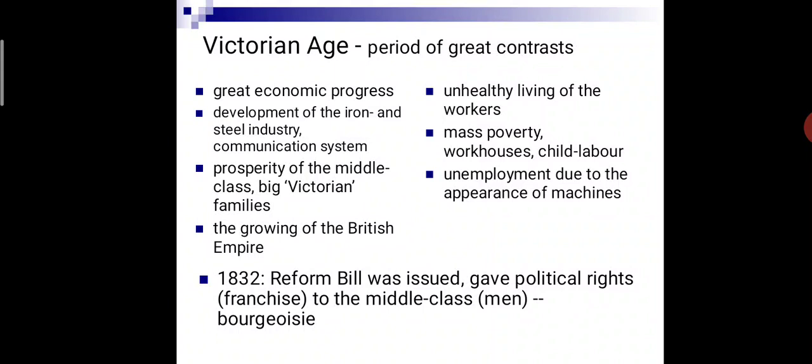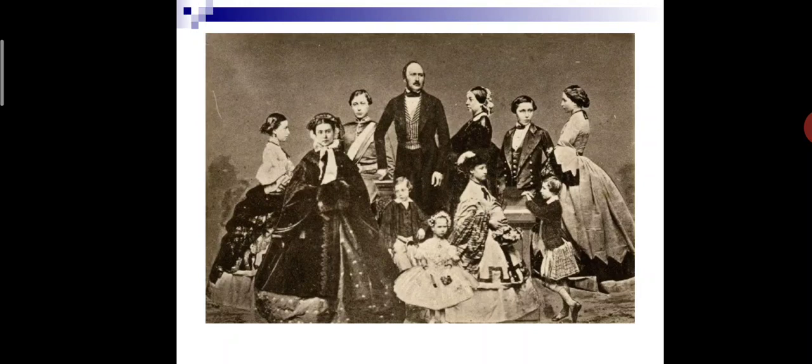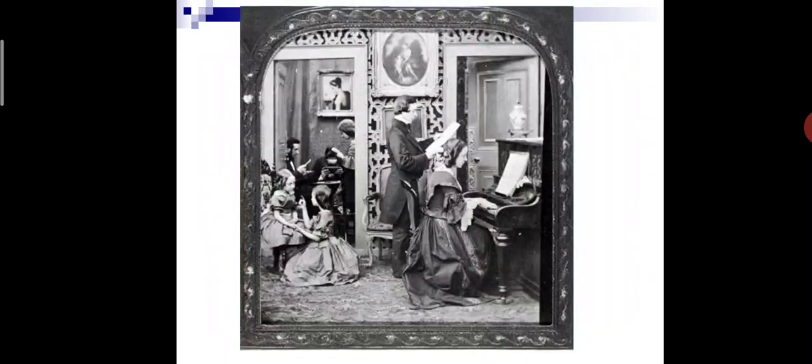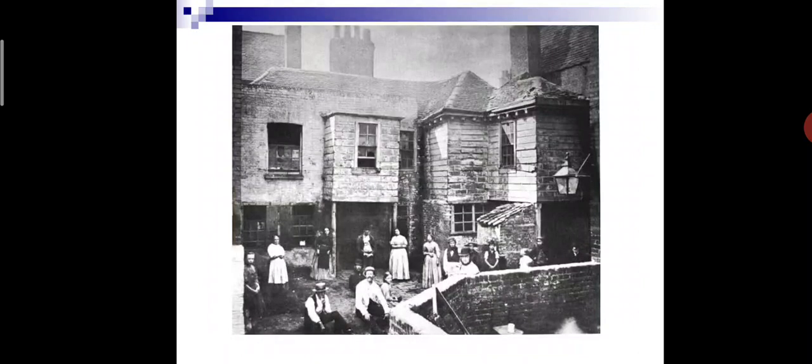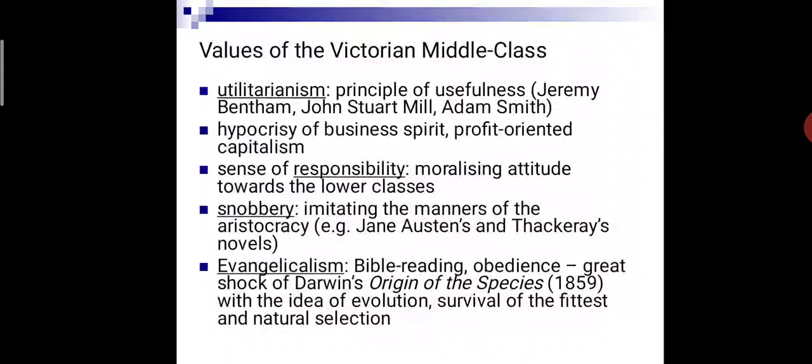In 1832, a Reform Bill was issued, which gave political rights, franchise, to middle class men, the bourgeois, and the bourgeois class emerged in the Victorian age, who are the upper middle class people, and they have big Victorian families. That's why they are called the bourgeois. And next, see the family of Queen Victoria, the living style of Queen Victoria, and the condition of the workers and industries.